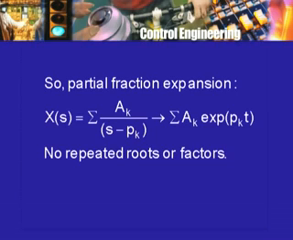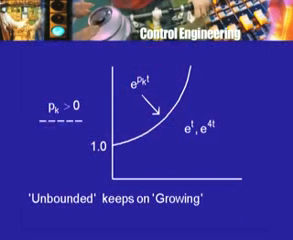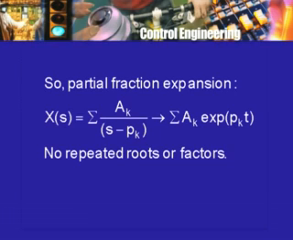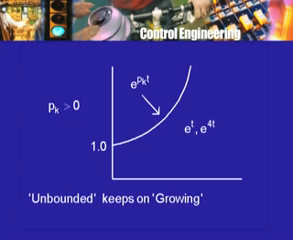Now what about this exponential e raised to p_k t? We had looked at the graph of the exponential function earlier, and we saw that if p_k is greater than 0, then the exponential function simply keeps on growing without limit. For example, e raised to t, e raised to 4t, and so on. So this means that the response will have a term like some number multiplying a growing exponential, and therefore the response will keep on growing indefinitely as time passes.